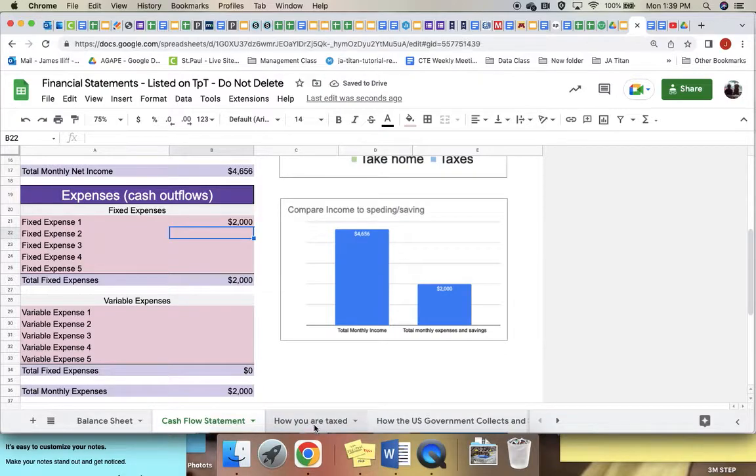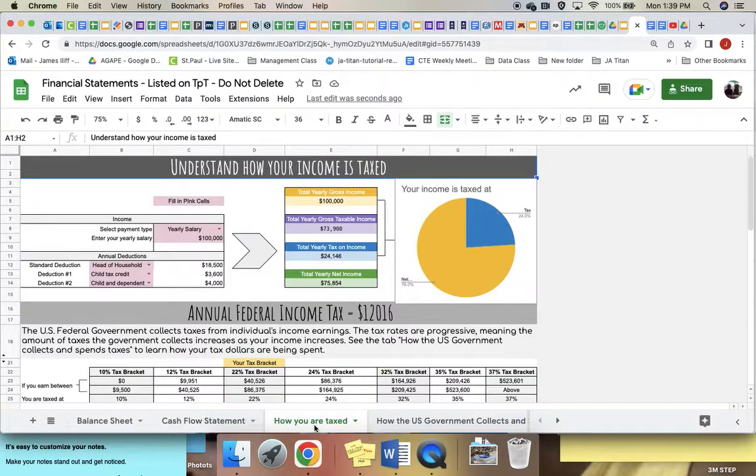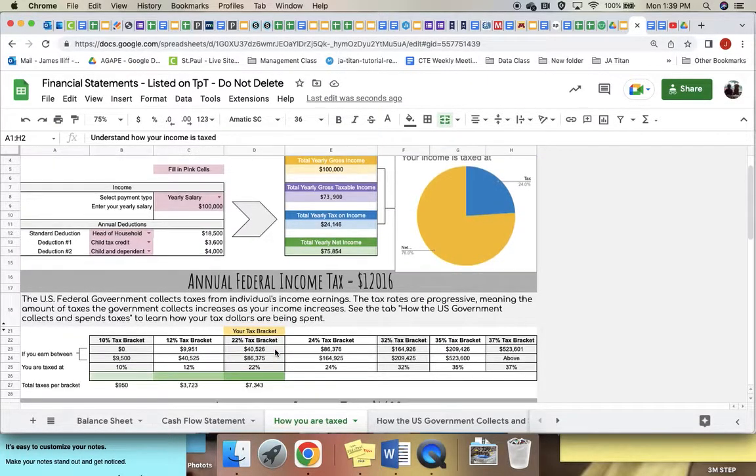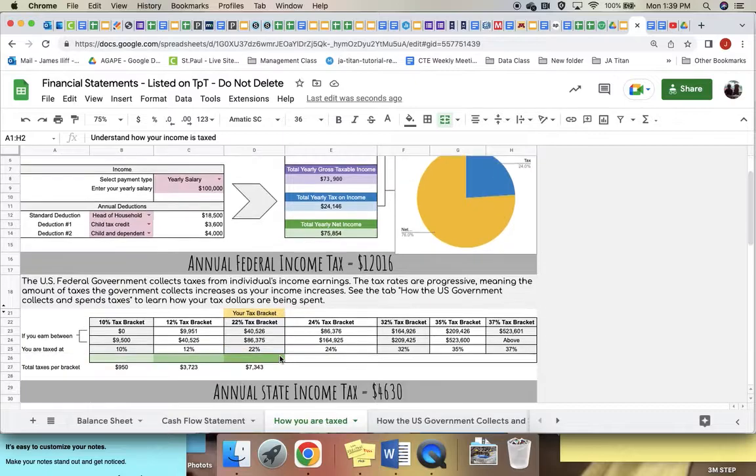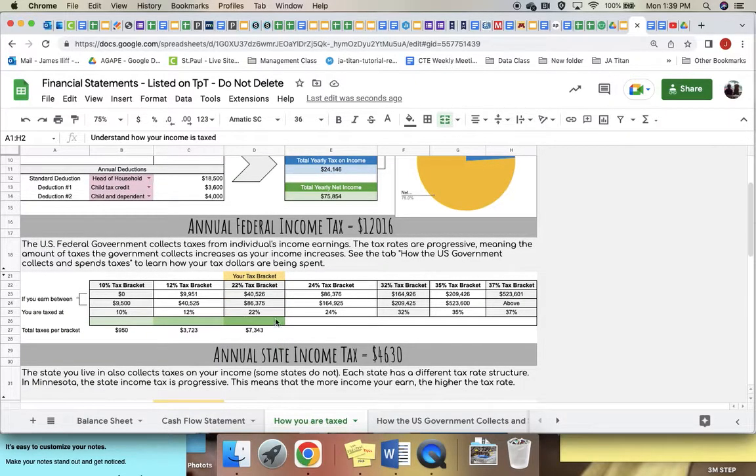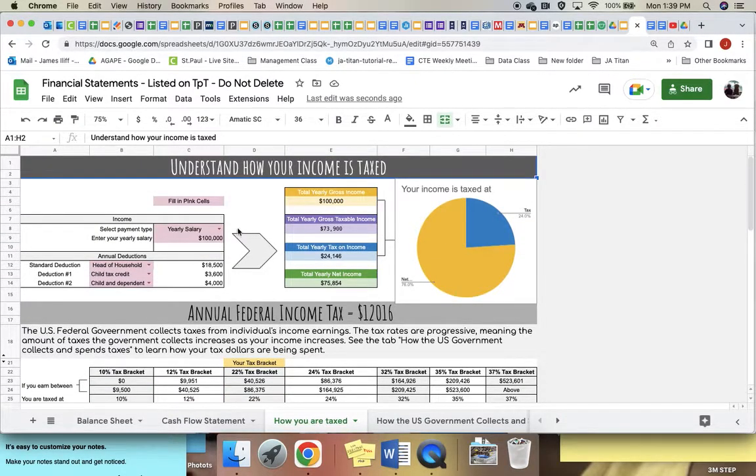All right, now I think this is the coolest one. I didn't understand this, by the way, until I was like 35 years old. And so to think that a high school student will understand this is really cool. Here is a worksheet that dynamically shows them how their taxes are calculated down to the bracket. And so let's go check this out.